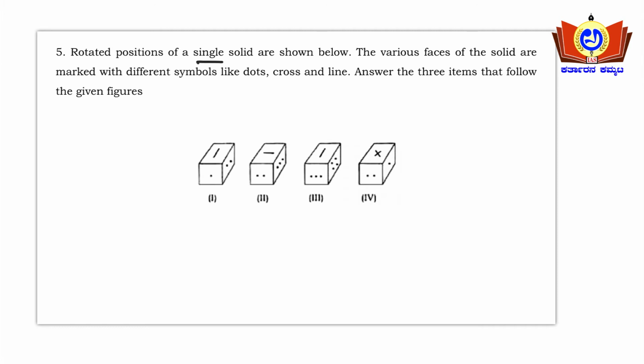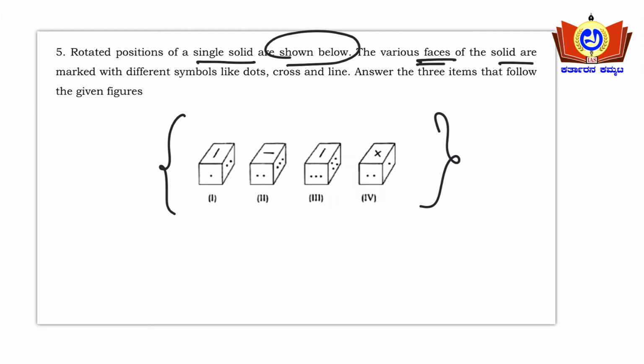Rotated positions of a single solid are shown below here. Okay, so this is the figure here. The various faces of the solid are marked with different symbols like dots, cross, line. Answer the 3 items that follow in the given figures here. See here, actually this is the first figure here. So for reference I'll be writing here.